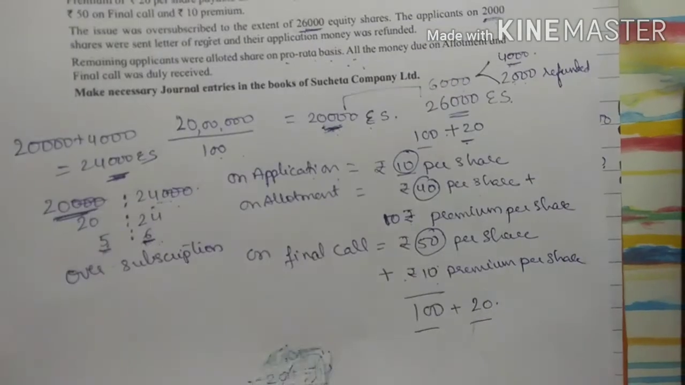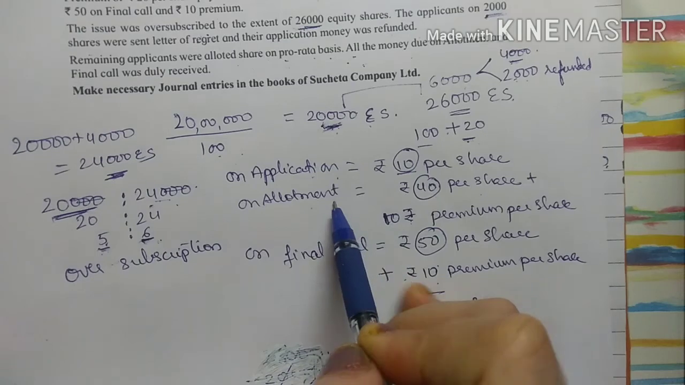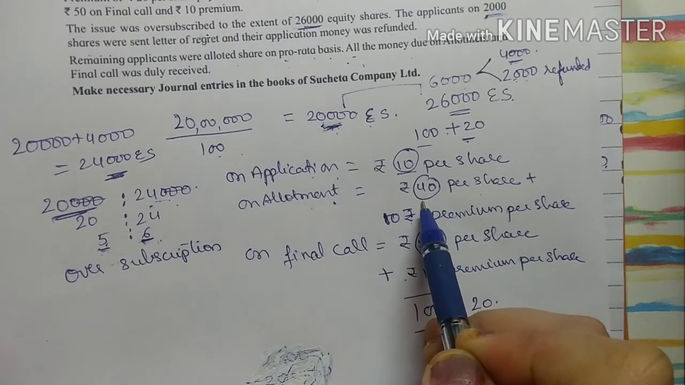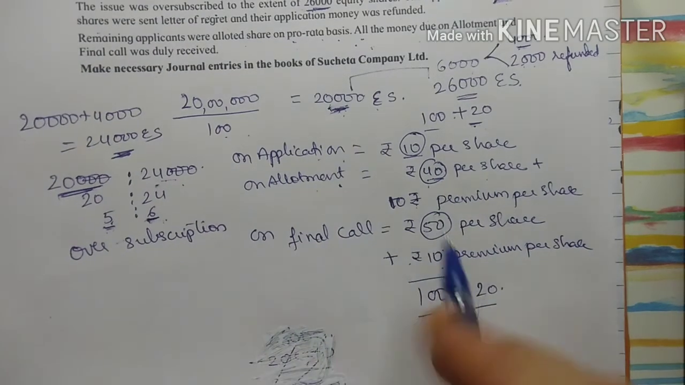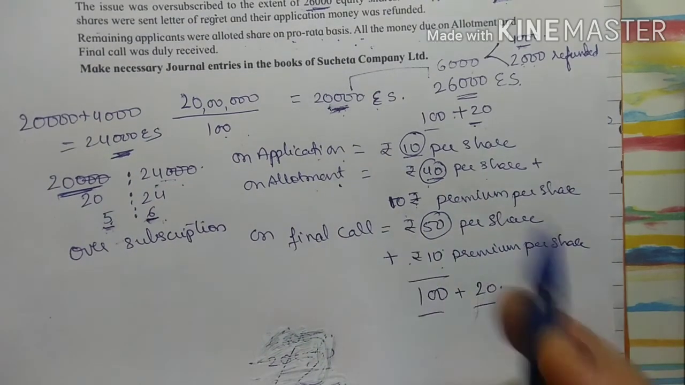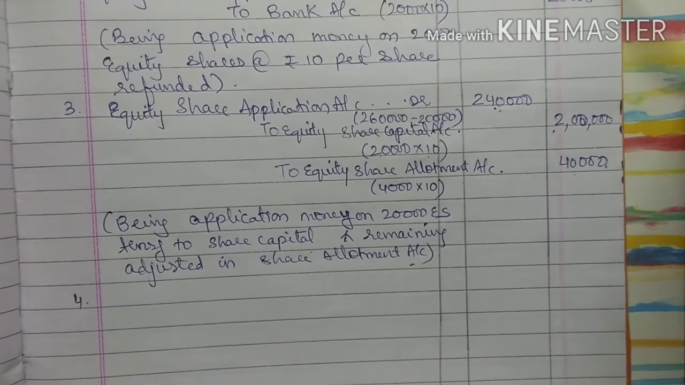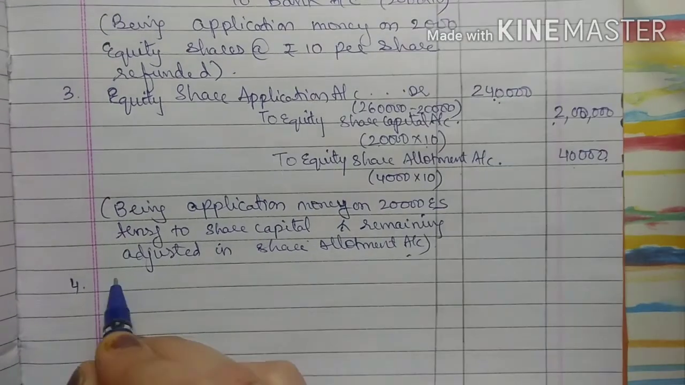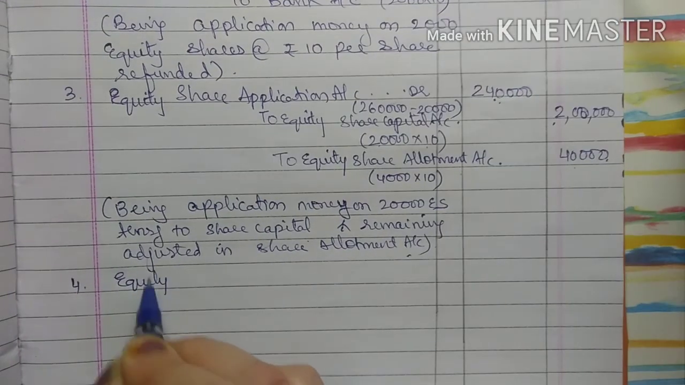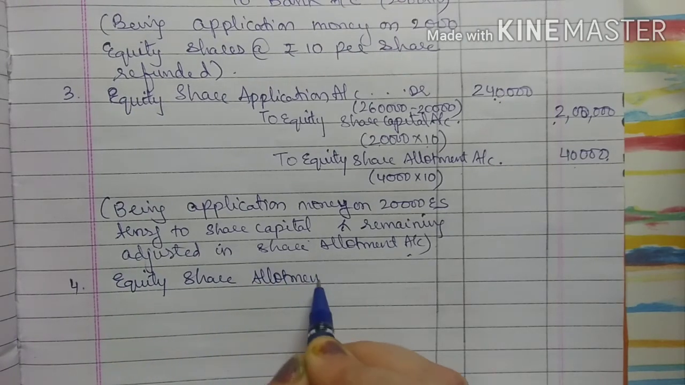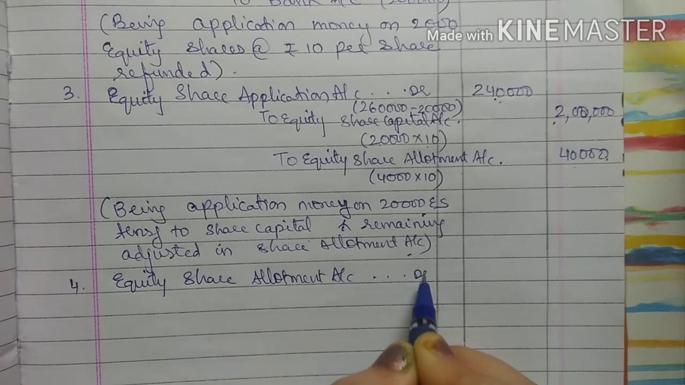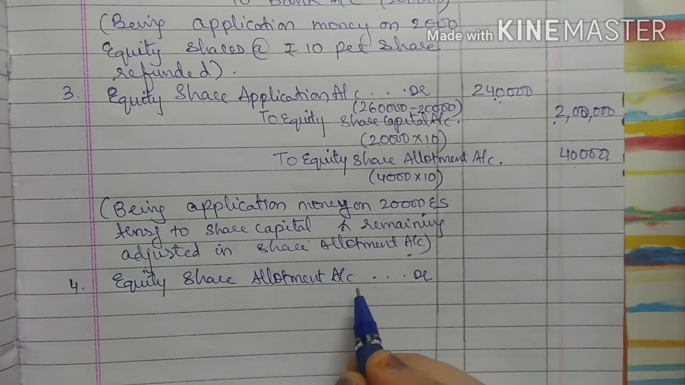It is the allotment stage, right? Now on allotment, the company will call for 40 rupees per share for allotment and 10 rupees for premium, right? So the first call will be due. So for that the entry will be equity share allotment account debit.